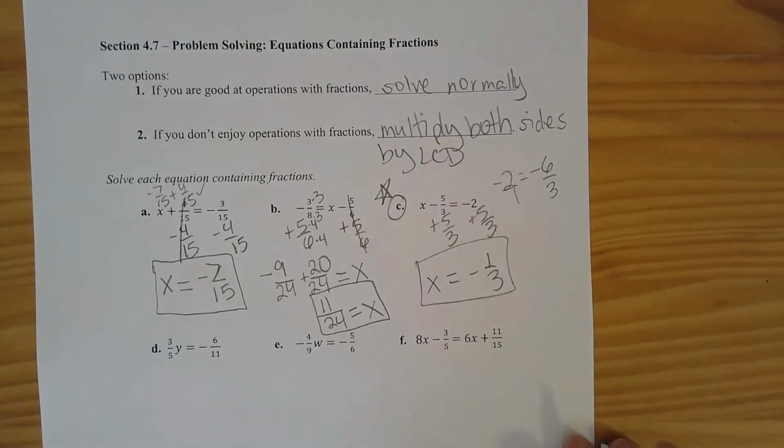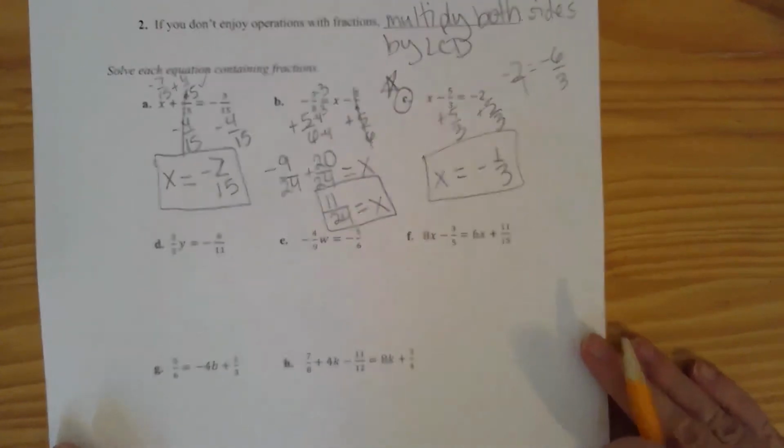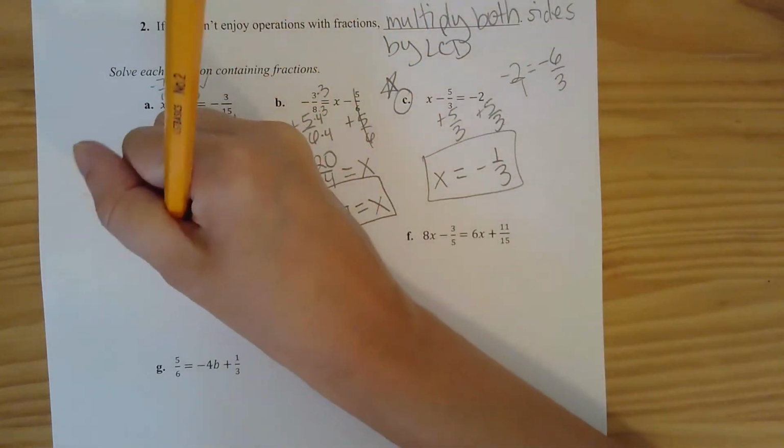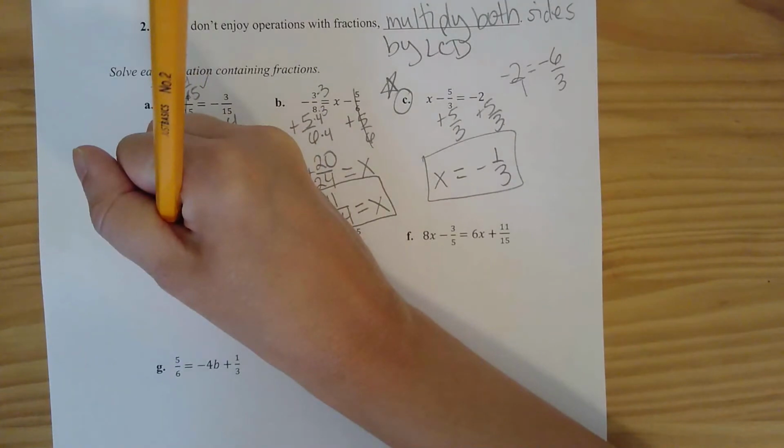Cool. Let's do another one. In part D, I've got 3/5 y equals negative 6/11. So I have 3/5 times y, so the opposite of multiplication would be division. So I'm going to divide both sides by 3/5.